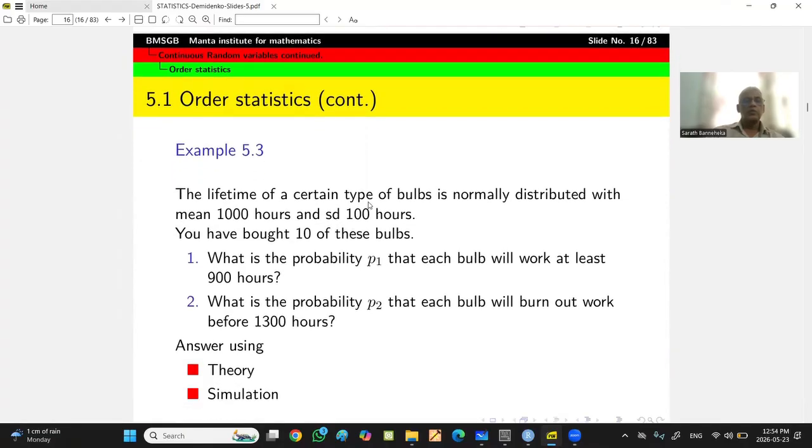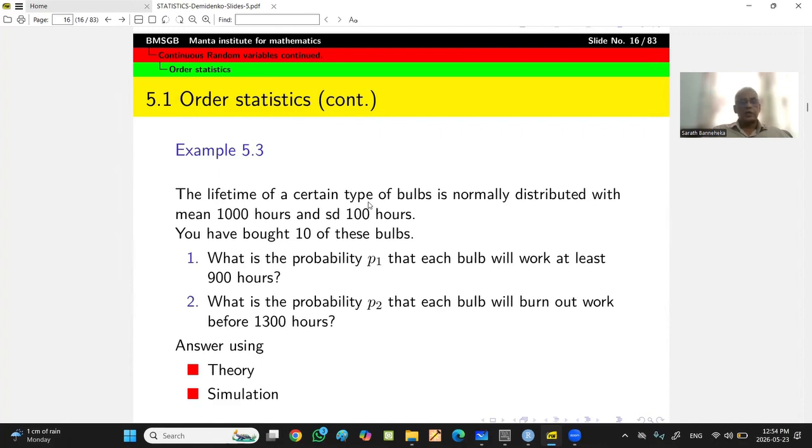Okay. So now you know what we mean by order statistics, and what we mean by the sampling distributions of order statistics. Now let us look at one or two practical examples where we can use these order statistics.